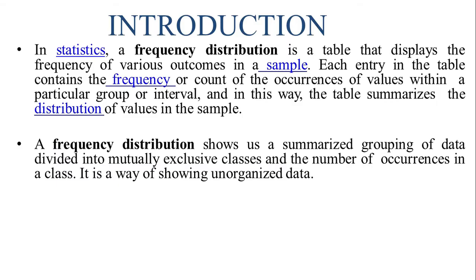In statistics, a frequency distribution is a table that displays the frequency of various outcomes in a sample. Each entry in the table contains the frequency or count of the occurrence of values within a particular group or interval. In this way, the table summarizes the distribution of values in the sample.